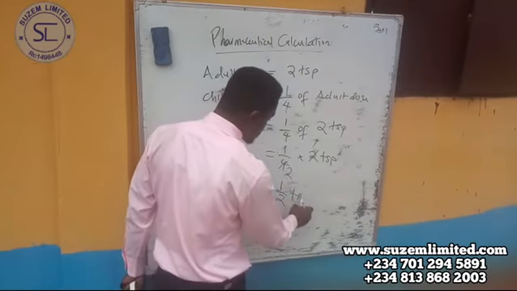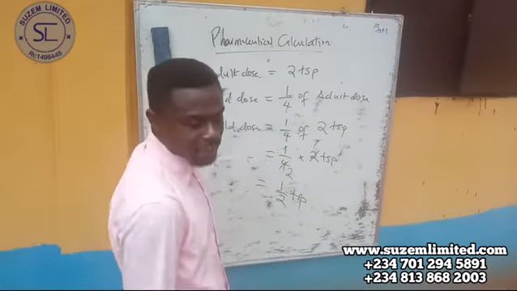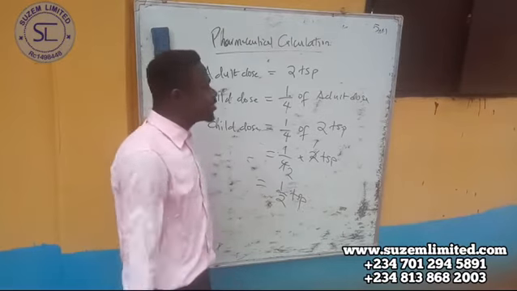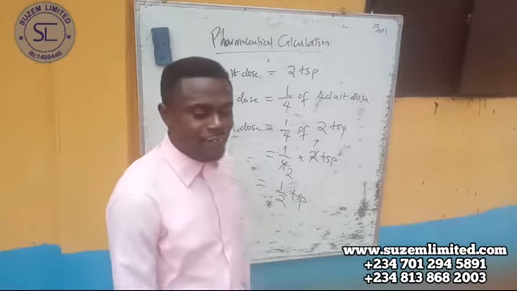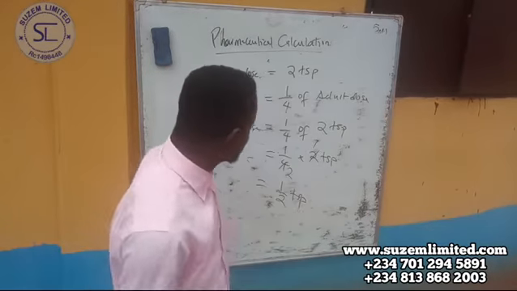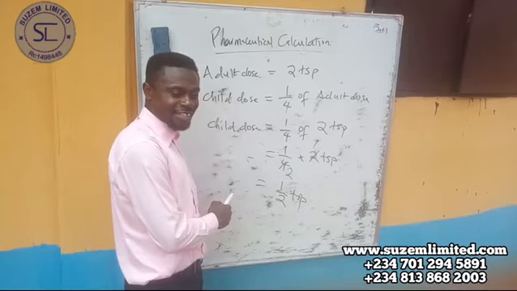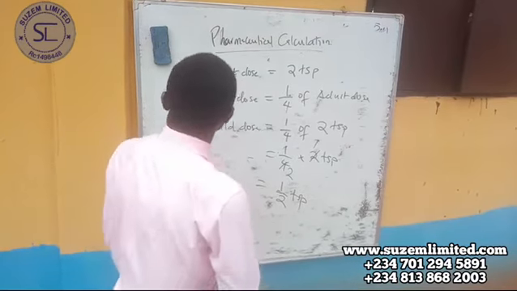Half teaspoonful. So that means the child dose is half a teaspoonful. Have you now seen the application of fractions in pharmaceutical calculations? Now let's do another calculation.